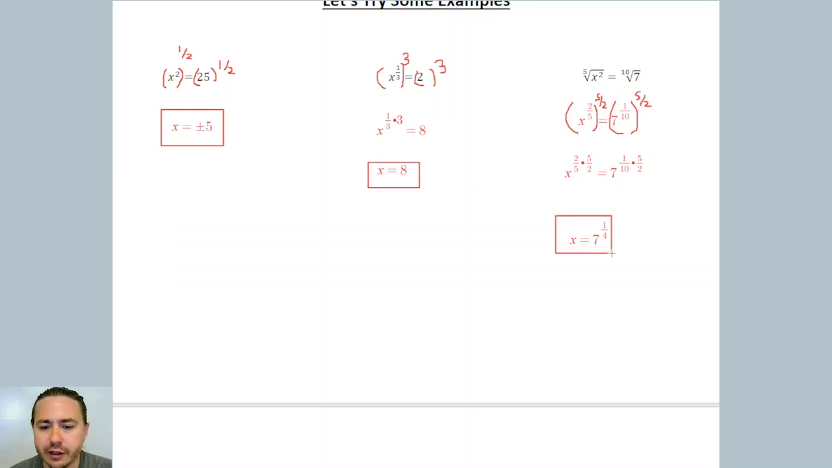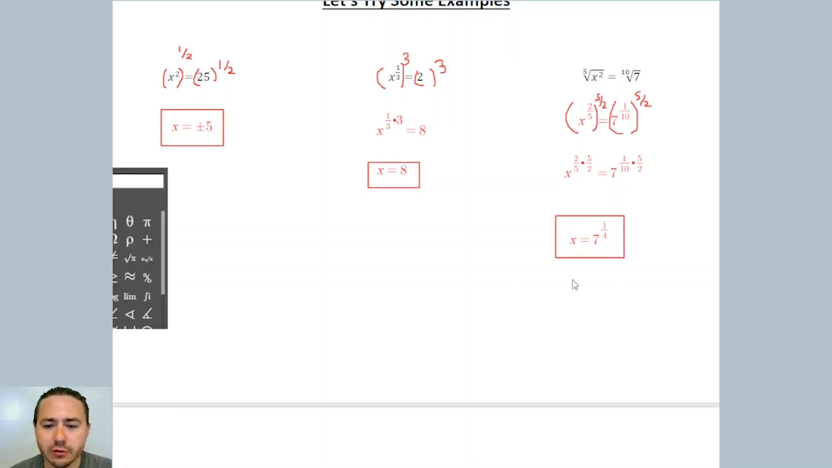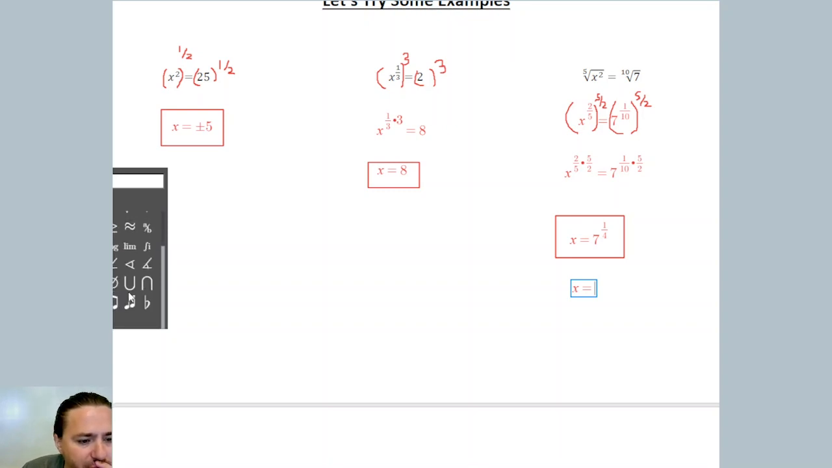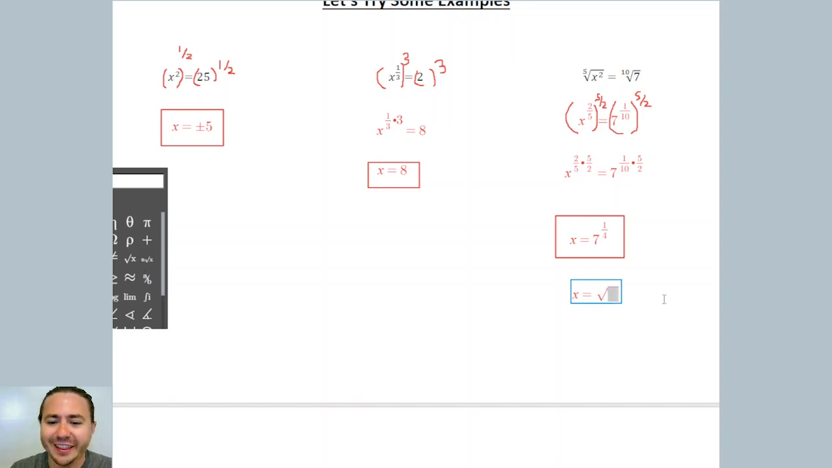So you can write your final answer like this, or if you just really like those radicals, you can write it like this. X equals, let's see if we can do 4th root on here. I don't know if it's going to let me. I feel like there used to be more options here. Where is the square root? Am I just going to have to draw it out? Oh, here it is. Here's the option. So yeah, you could write it like this, the 4th root of 7. This is an acceptable way to write this as well.